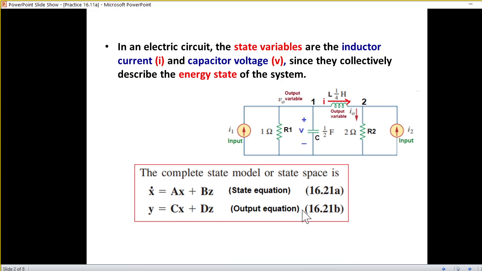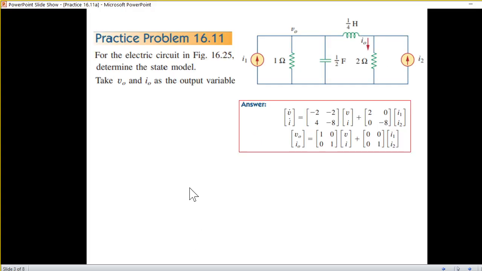And basically two equations will be solved. The complete state model is this one, x dot. I hope you recall from your calculus that dx/dt can be written as x dot. So this is dx/dt equals Ax plus Bz. This is the state equation. And this is the output equation, Y is for output: Y equals Cx plus Dz. And as we go, we'll discuss that.